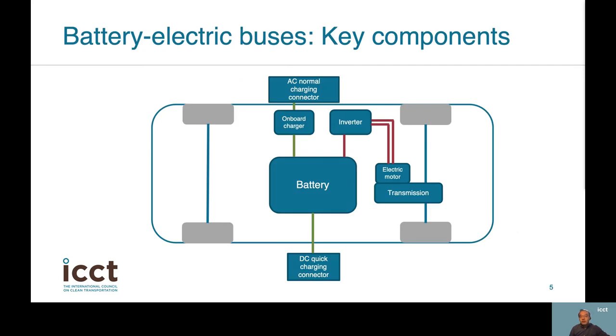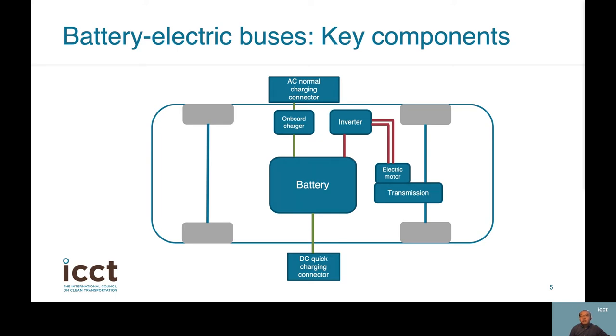Electric buses with batteries as their sole source of power to the drivetrain are known as battery electric buses. The diagram here is a simplified schematic of key components of a battery electric bus. The onboard charger receives electricity from an external AC normal charging connector and converts AC to DC power to be stored in the battery. Alternatively, batteries can also be charged using a DC quick charging connector that has a converter inside the charger itself. That means it can feed DC power directly to the bus battery.